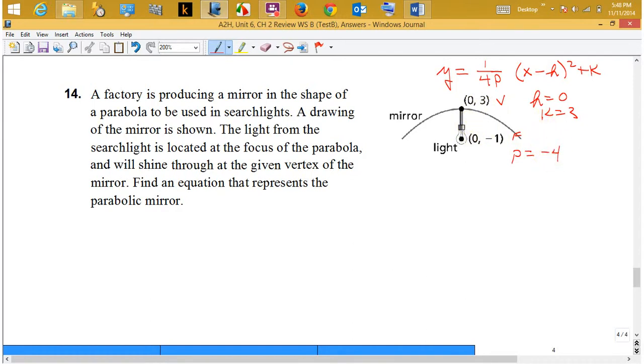So let's go ahead and plug our values into this equation. We have y is equal to 1 over 4 times negative 4, because negative 4 is p. Now we have x minus h, and we already said that h is 0, so that would be x squared, and then plus k, which would be plus 3. So my equation would be y is equal to negative 1 over 16 x squared plus 3.